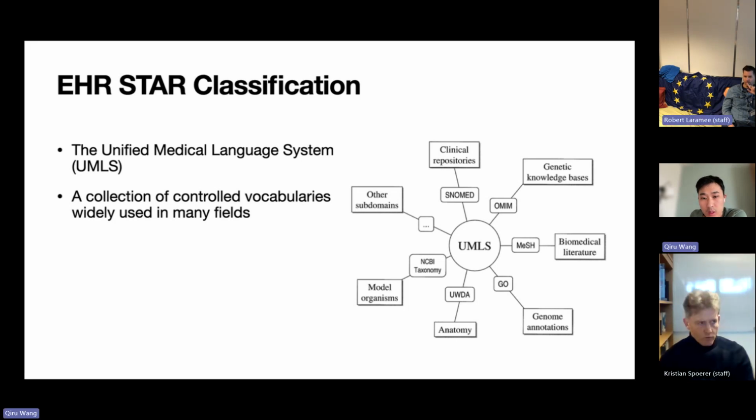Because it implies that the research is working on this specific vertical of EHR.